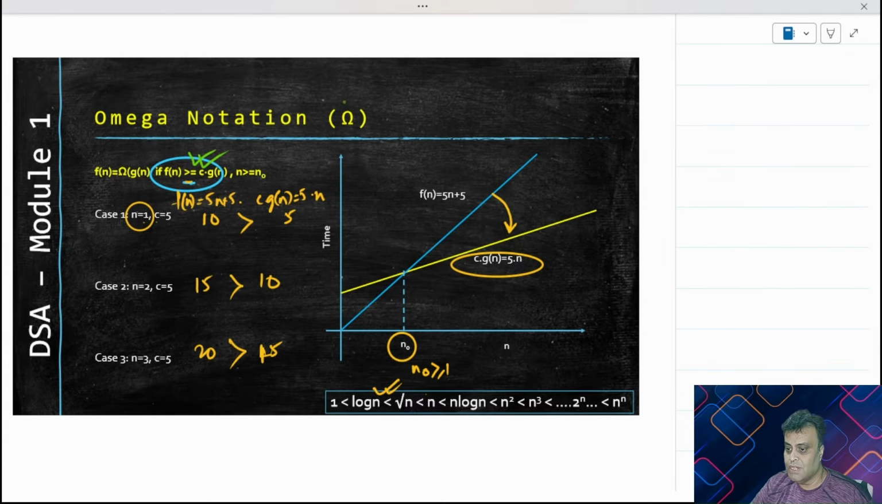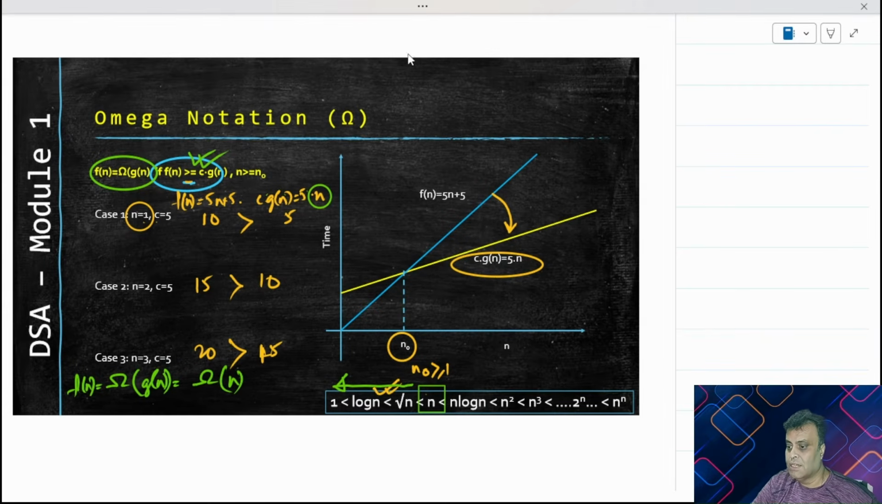Because we have satisfied this, we can now say this. That is, we can say our Fn is equal to big omega, that is a lower bound of Gn, right? And I know that my Gn is what? My Gn is n. Cgn was 5n, which means Gn is n. So now you have got n as your lower bound. So anything to the left of n is also your lower bound.